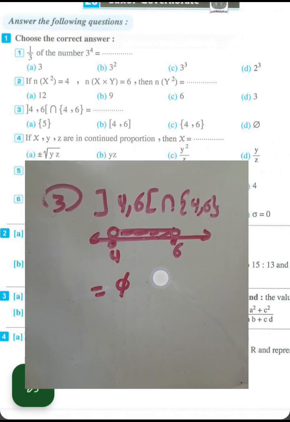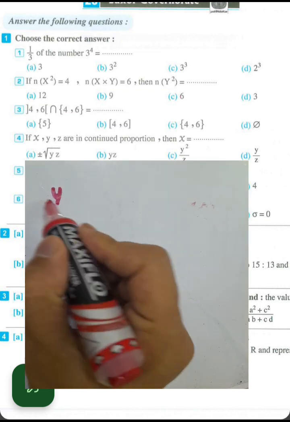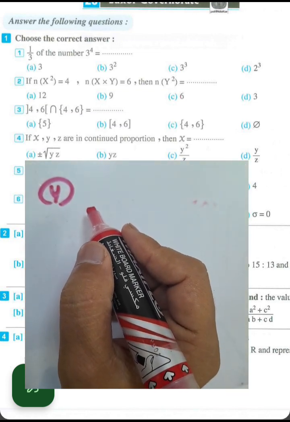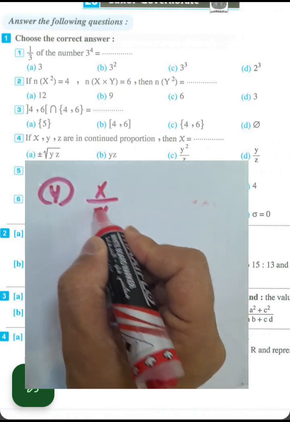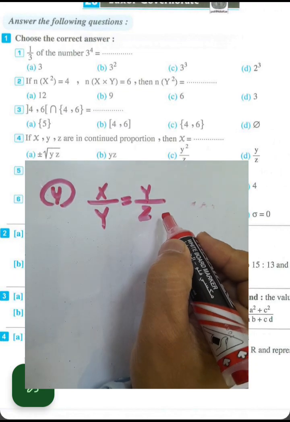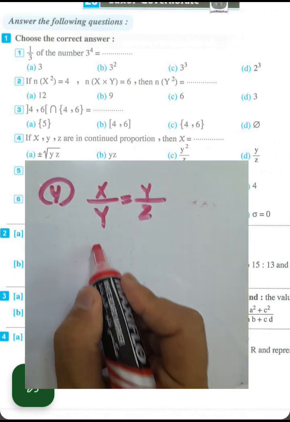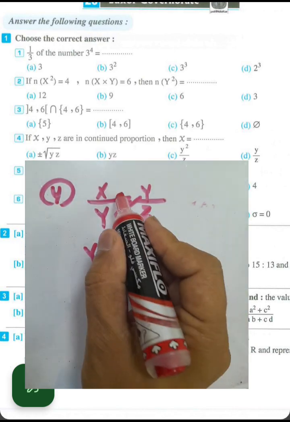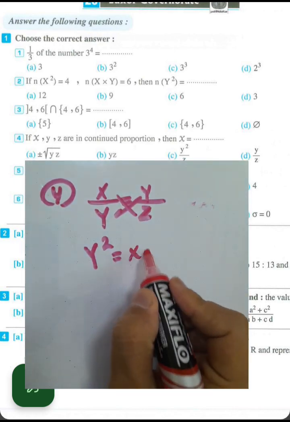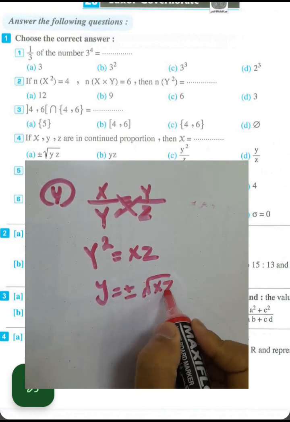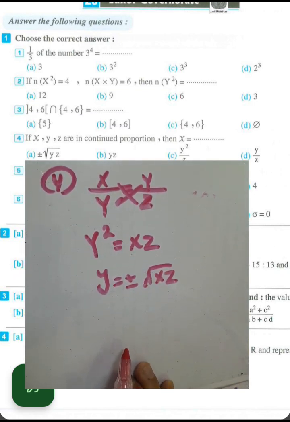Okay, question number 4. If x, y and z are in continuous proportion, then y equals what? We can write x over y continuous, it will be y over z. Then we can write y power 2. We used the property product of extremes equals product of means. Then y will be equal to positive or negative square root of xz. Okay.